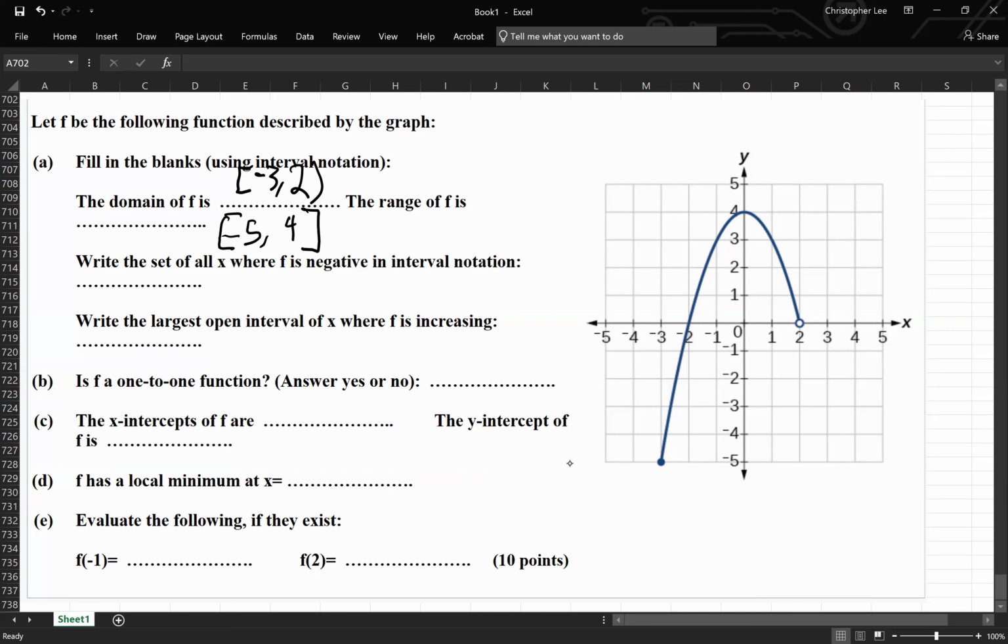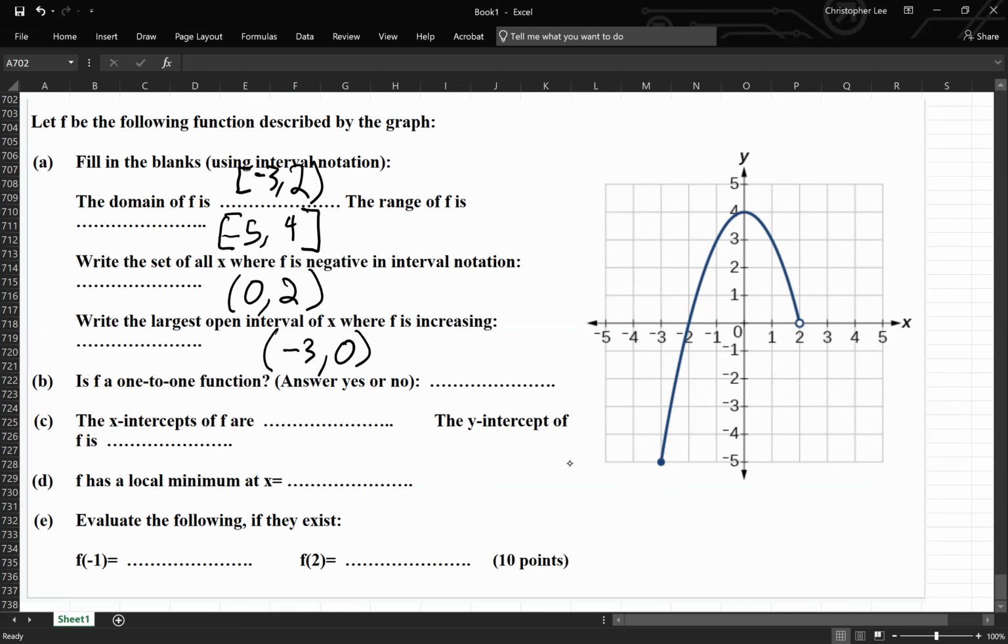Now it says write all x where f is negative in the interval. So they're asking you, where is this graph decreasing, right? Very simply, we're decreasing from here to here, using the x's. So we're going from 0 to 2. It is decreasing from 0 to 2. Now it's going to ask you where it is increasing. Opposite. So it's increasing from here to here, from -3 to 0. So parentheses, -3 to 0, right?